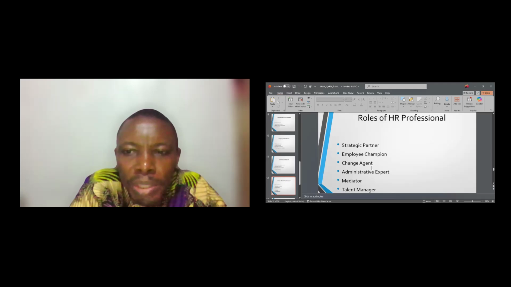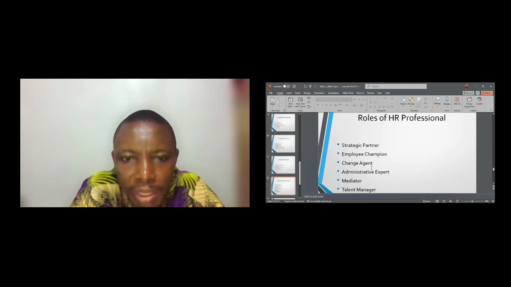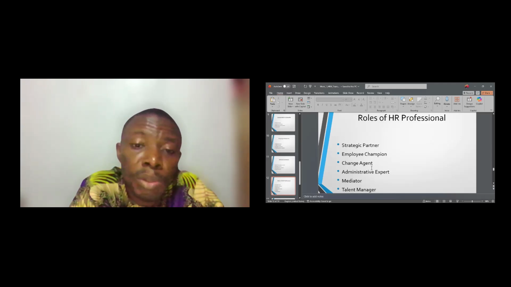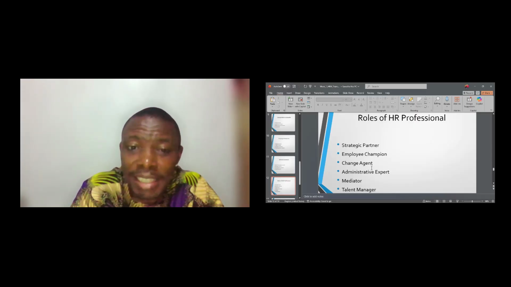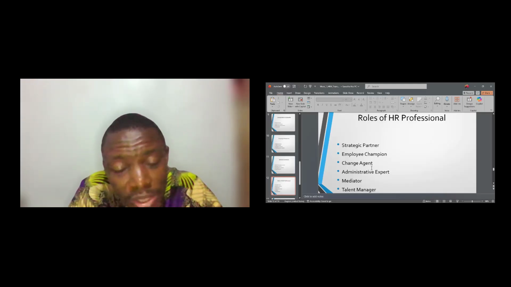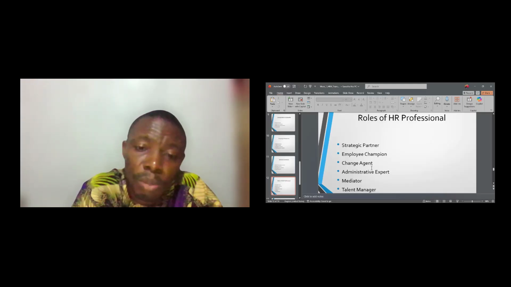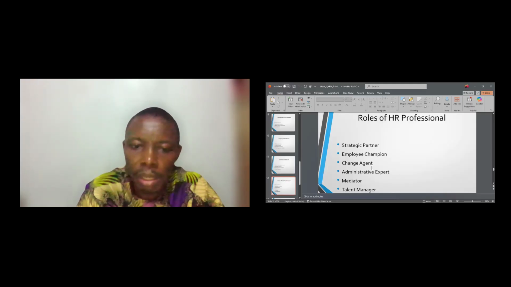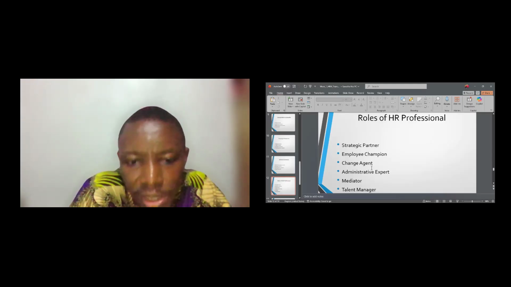Please ensure your records are right. Very, very important. I used to do it sometimes. If people do not submit their records, I will not pay them their salary. By the time they do not see salary, the next thing, what they could not supply all this while, in the next two to three days, they will supply it. It's very important, please. So HR is also a mediator.